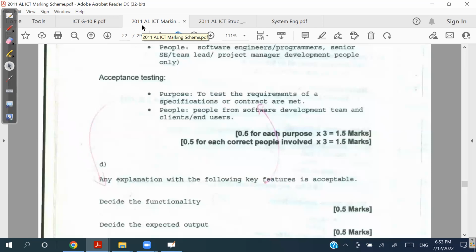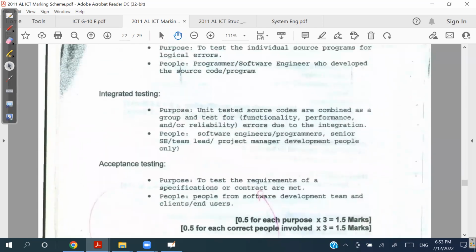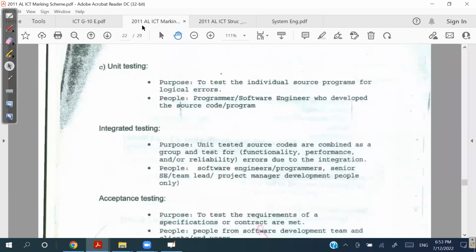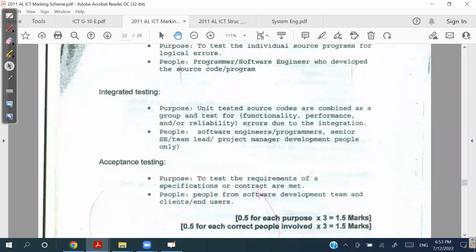So like for describing the purpose, they have given you 1.5 marks. And for mentioning the people which are involved in this, they have given another 1.5 marks, right? So like 0.5 for each part. That means 1 mark for each category. So altogether you will be getting 3 marks.